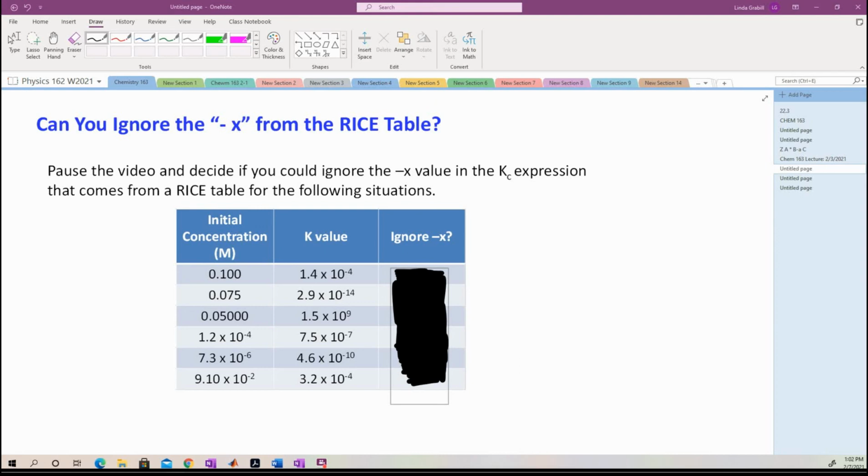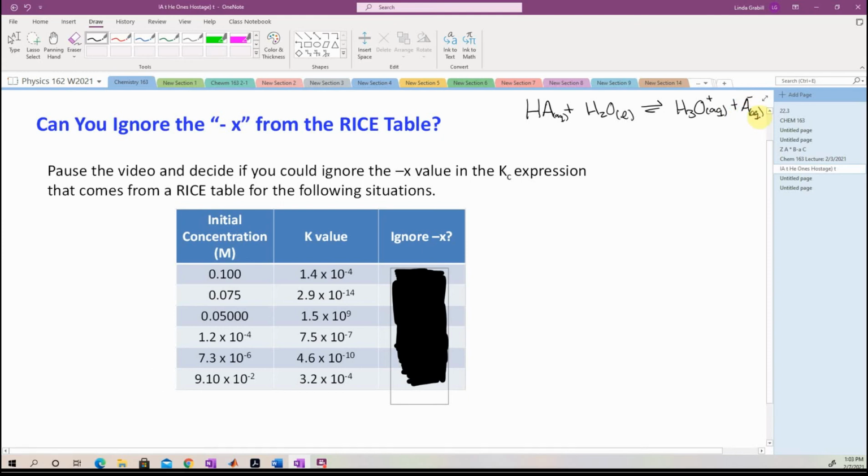Let's go ahead and apply whether or not we can ignore the minus x component in a RICE table. Let me give us an example of something that we're working with. Let's say I have HA, which is a weak acid, and I'm going to react that with water, H2O liquid, in equilibrium with H3O plus, our hydronium, aqueous, and A minus, aqueous.